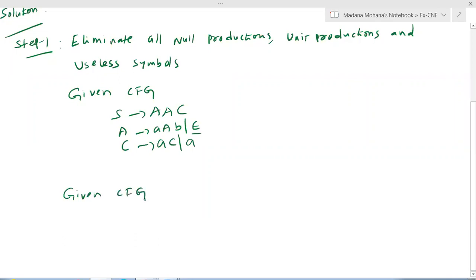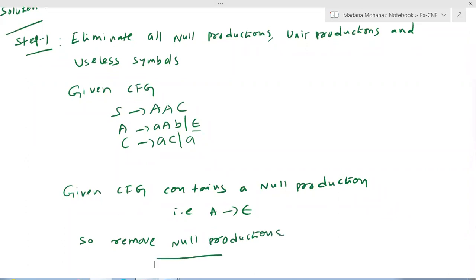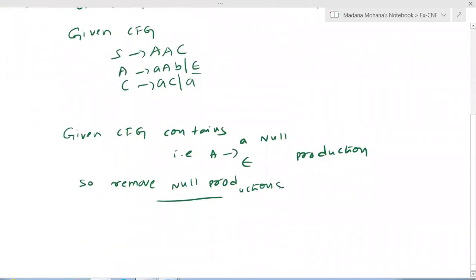The given CFG contains a null production. So what is the null production? That is A derives epsilon. So remove null productions as per the procedure. Whatever method we follow, it is the same. Now, after removing the null production, see wherever A is there.